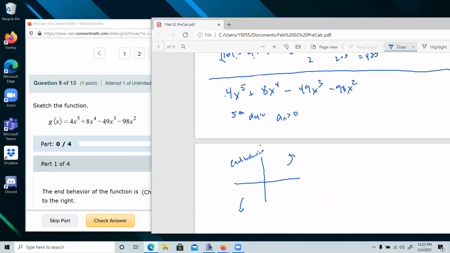So what we're going to do here is something called factoring by grouping. Actually, before we do that, I could pull x squared out of all of these things, couldn't I? So maybe doing that first. All of these are going to go down by 2. So this is going to be 4x cubed plus 8x squared minus 49x and then minus 98. There's the x squared right there. So that's the first factor we're going to do.